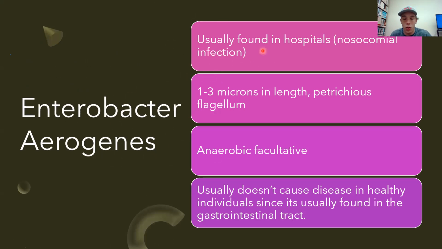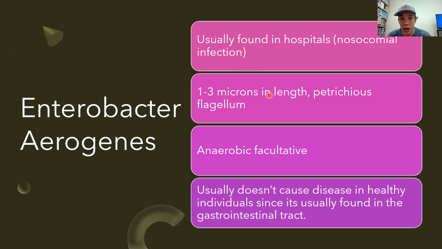A little bit about Enterobacter aerogenes: it is usually found in hospitals, where it could cause nosocomial infections. It survives the daily sterilization techniques of the hospital, and it's usually a more powerful infection since it has been used to sterilization and other things used at hospitals to clean.